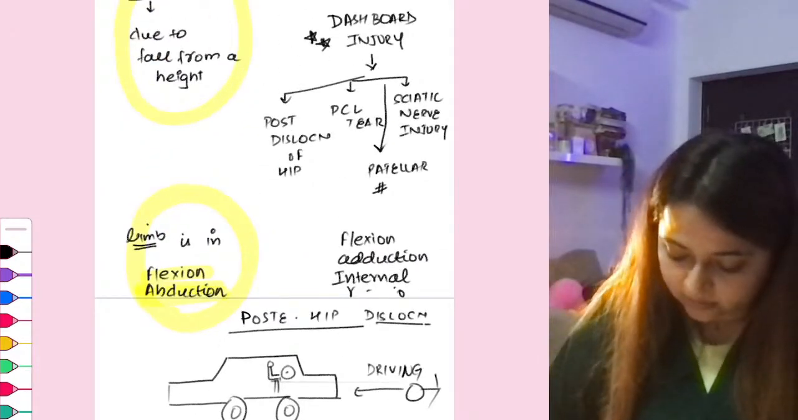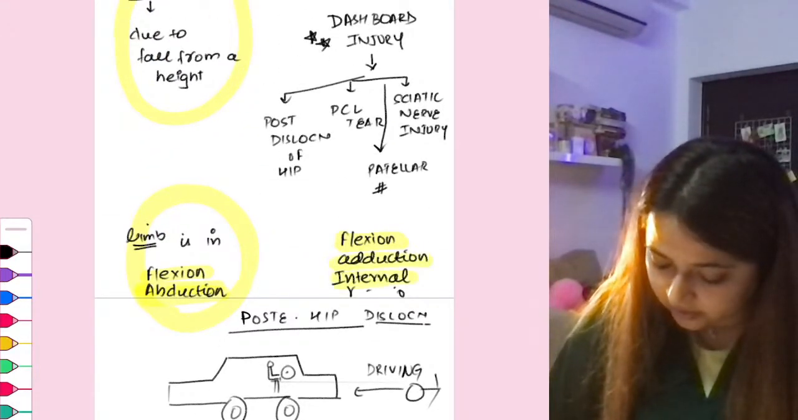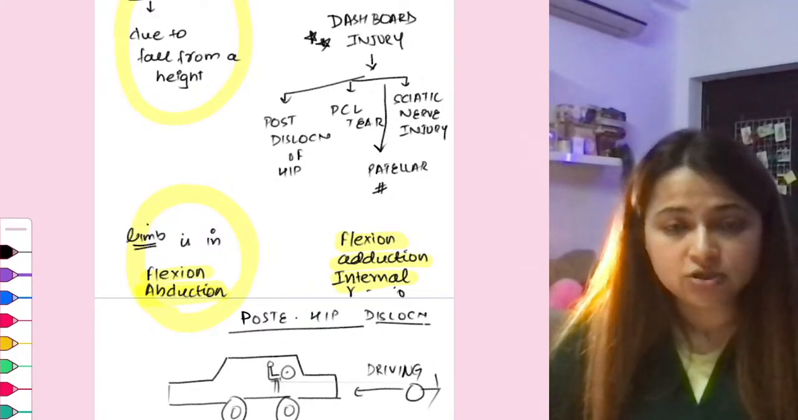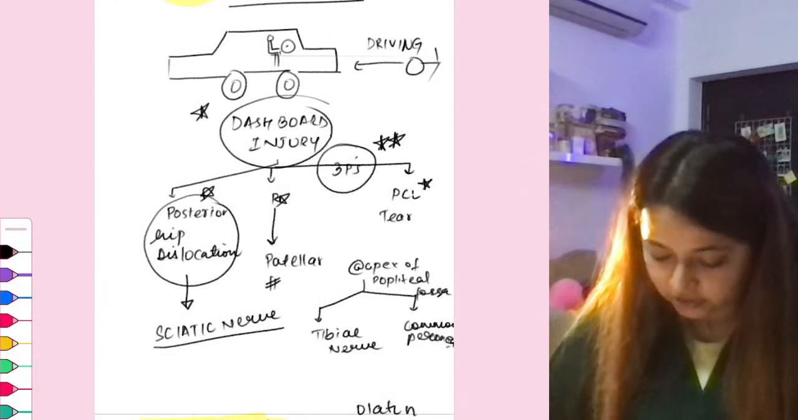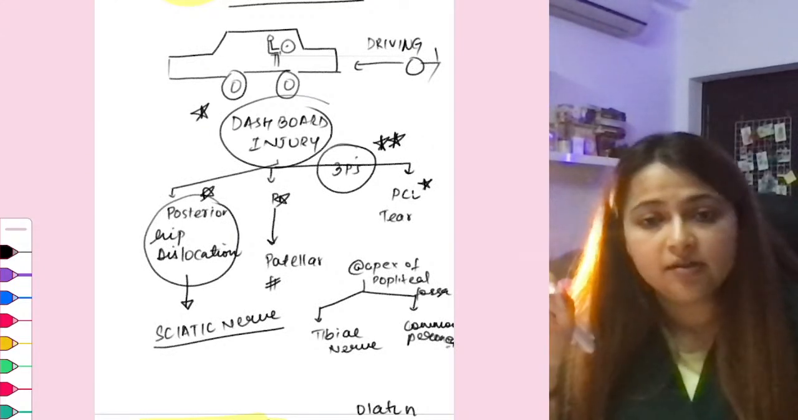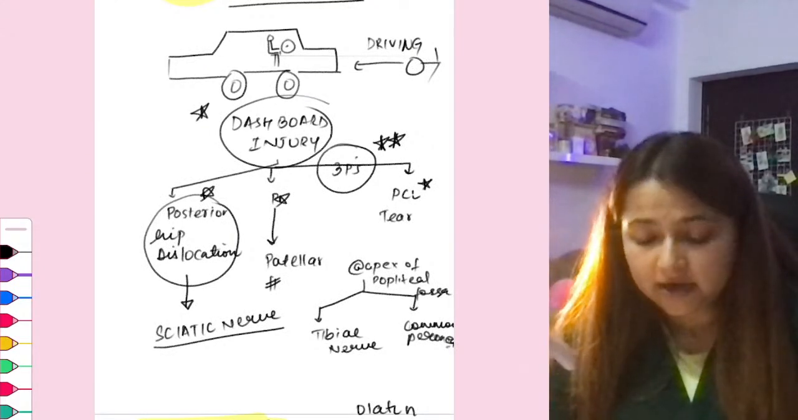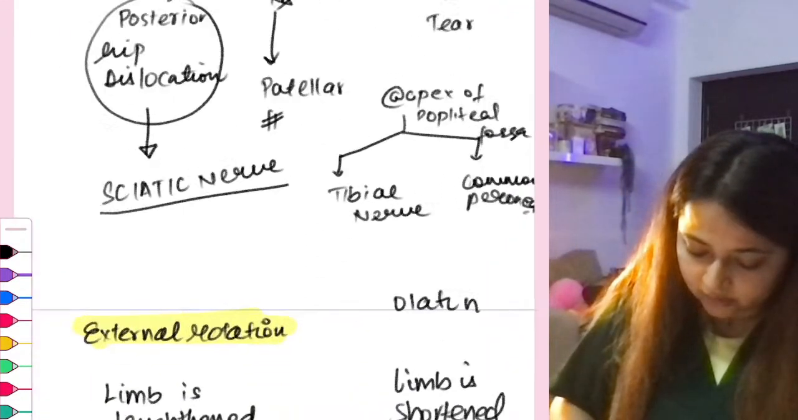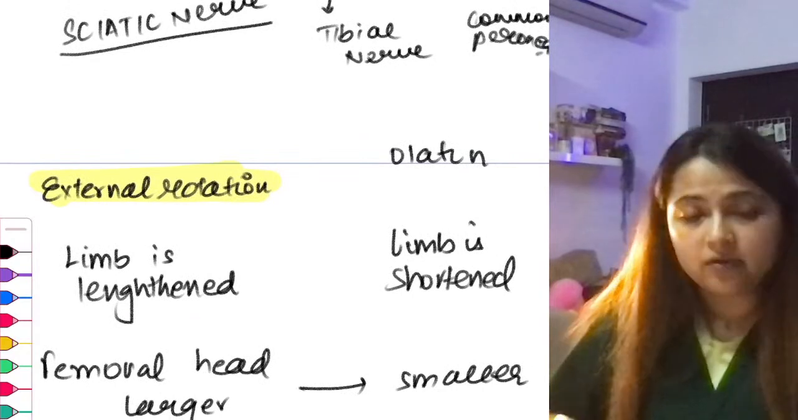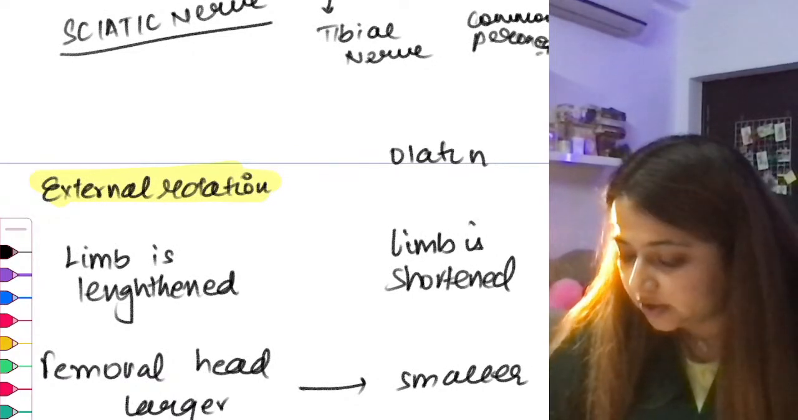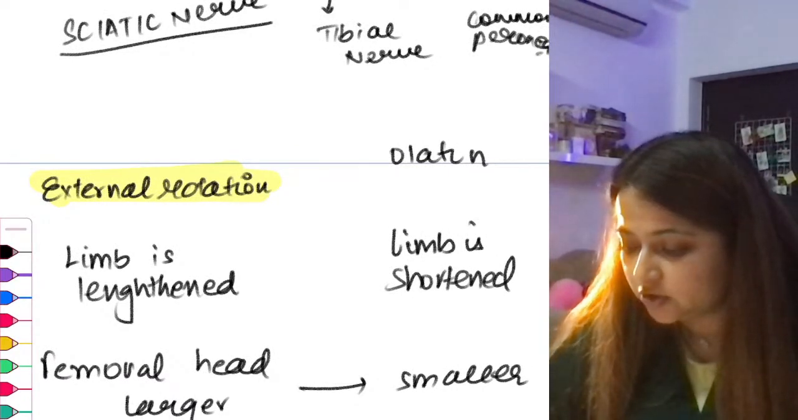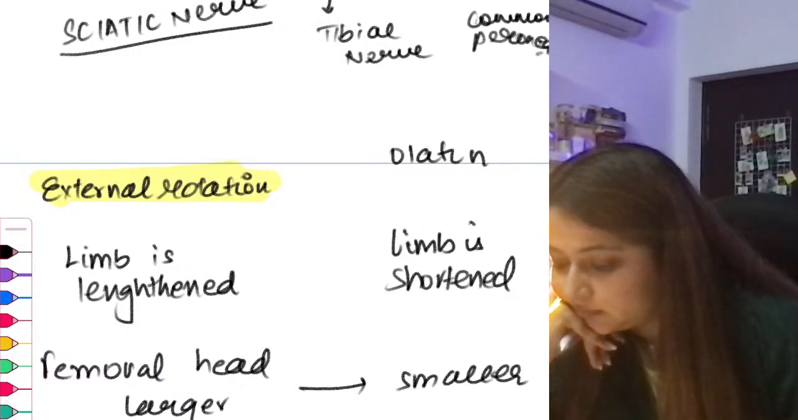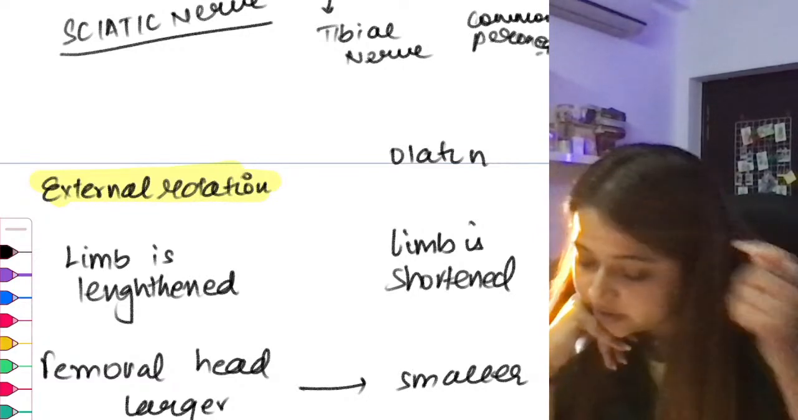But when you talk about the posture of the patient in posterior dislocation of the hip, that is FADIR. Flexion, adduction, and internal rotation. Remember this. Now, another difference between the anterior and the posterior dislocation of the hip. Limb lengthening would be seen in which type of dislocation of the hip?